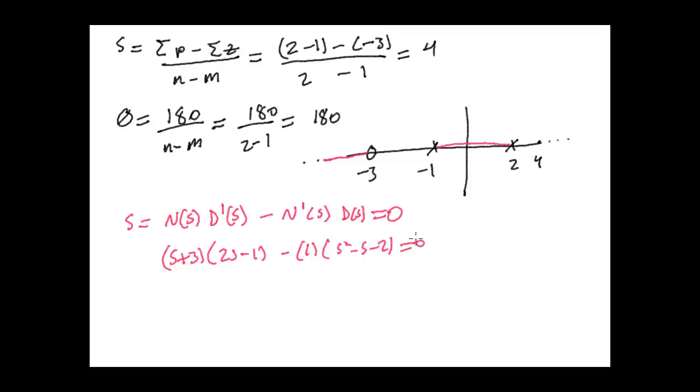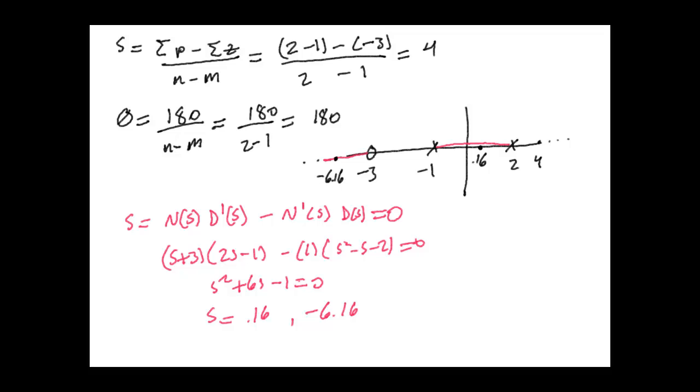So you can use your calculator to do this, and this comes up to be s squared plus 6s minus 1, which is equal to 0. So you solve this using your calculator, and you get the following results. You get s is equal to 0.16 and negative 6.16. So these are the break-in and breakaway points. So they will be located here, 0.16, and here, negative 6.16.